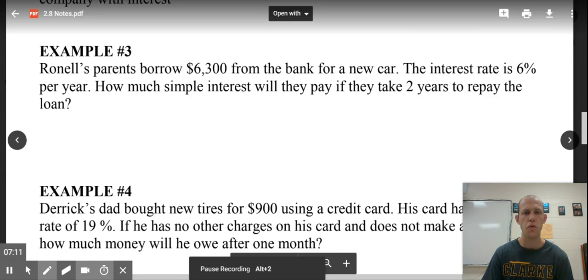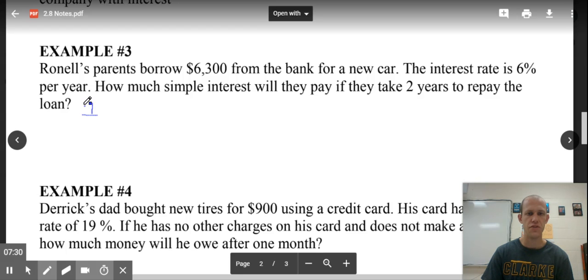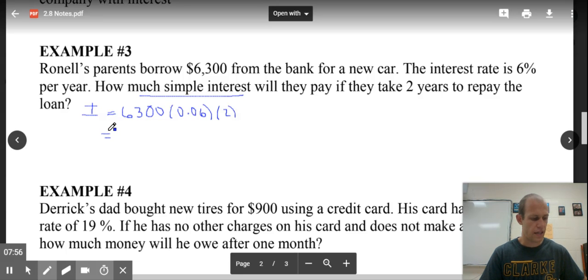Here we have an example in example 3 where we're talking about a loan. So Ronell's parents borrow $6,300 from the bank for a new car. The interest rate is 6% per year. That's an annual thing. How much simple interest will they pay if they take 2 years to repay the loan? So we have to find the interest. They want to know how much simple interest. So that is calculated by 6,300 times the interest rate as a number times the amount of time. This interest rate is a per year thing. We are given a time in years, so I can just write that number. So when I multiply all that out, I get an answer of $756.